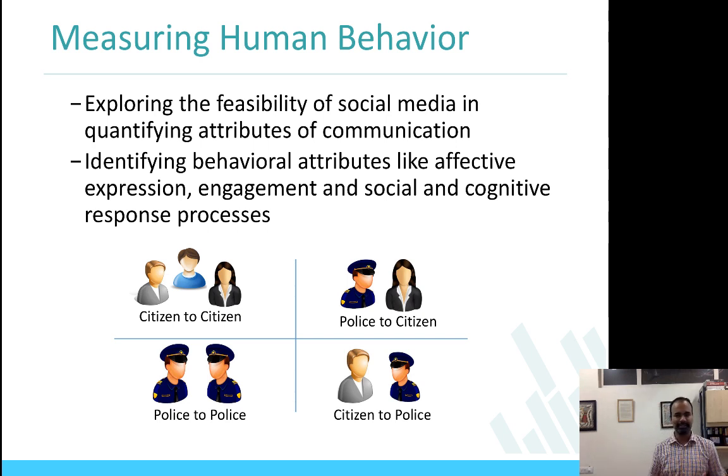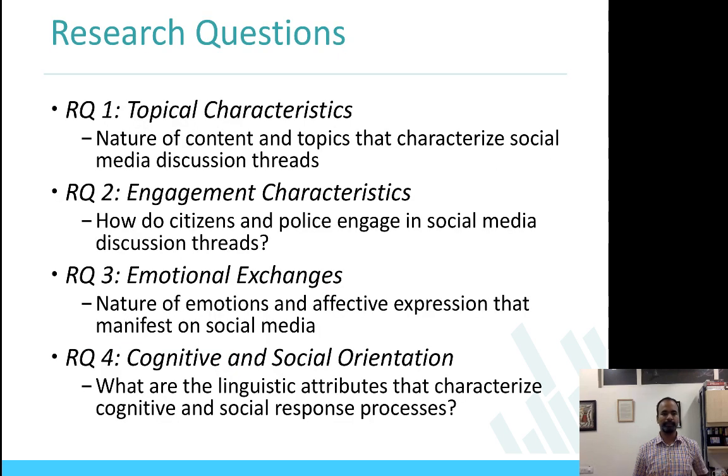In simple terms, it's basically looking at how positive or negative the interactions are, how frequently the engagement happens, and how the response is between the parties involved in the interaction. Some specific questions that were looked at are topical characteristics, engagement characteristics, emotional exchanges, and cognitive and social orientation. Let me walk you through what these are, then show you some data and try to find some results with the data that was collected.